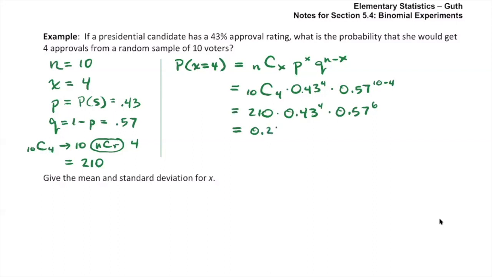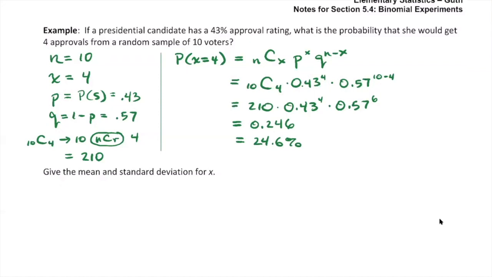0.246 is the right answer. So that's 24.6% chance of getting 4 approvals from a random sample of 10 voters when there's a 43% approval rate.